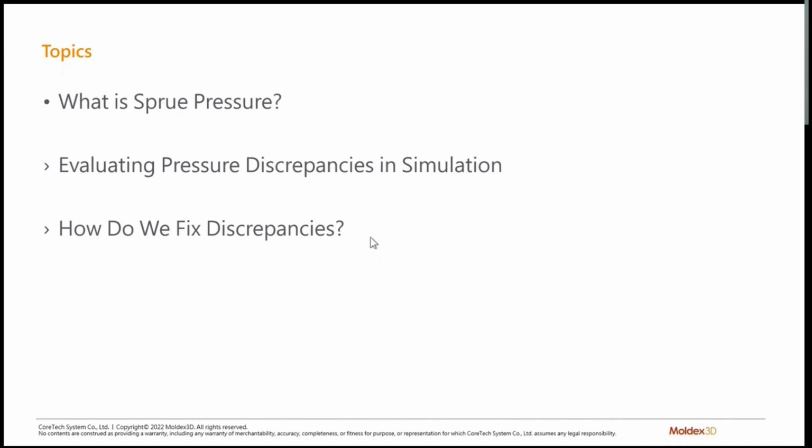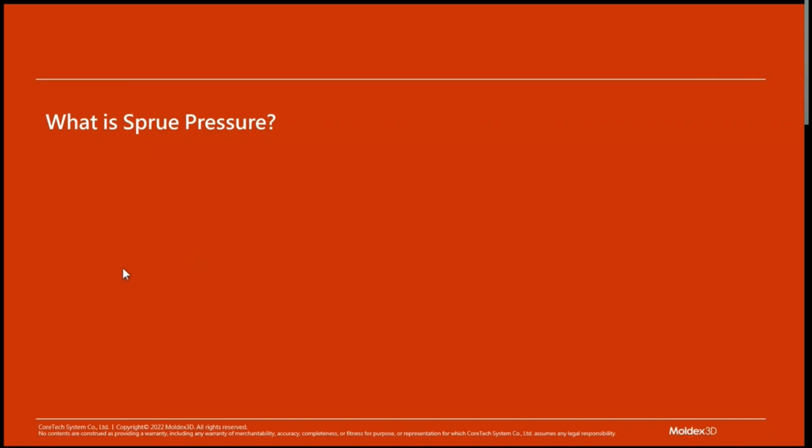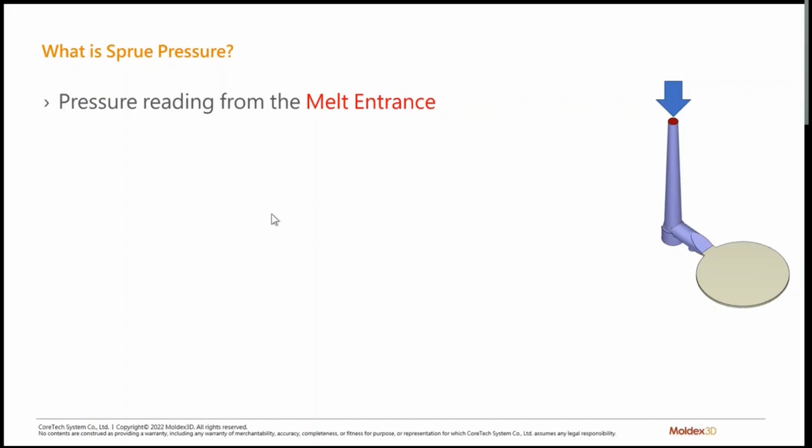All right, so first of all, starting off with what is sprue pressure. Sprue pressure is very simply just the pressure reading from the melt entrance. And that's a very important note, that it's from the melt entrance. It's not from the hydraulic chamber or from a pressure sensor or anything like that. It's from the melt entrance that you specify in your model.